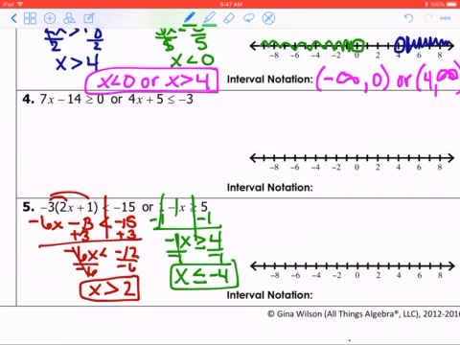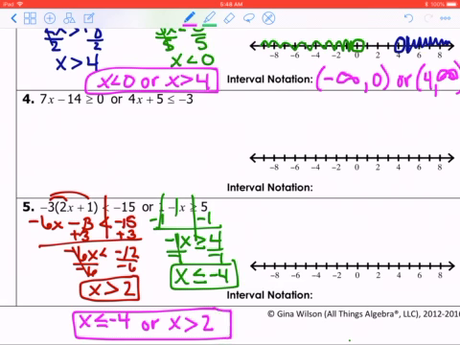Okay? Now, if we're going to write out our final answer, remember we write the smallest one first. So we should get x is less than or equal to -4, or x is greater than 2. Okay, now we're going to graph it on the number line.